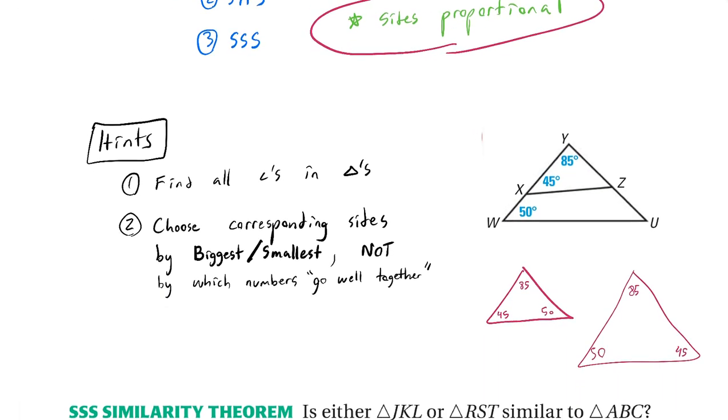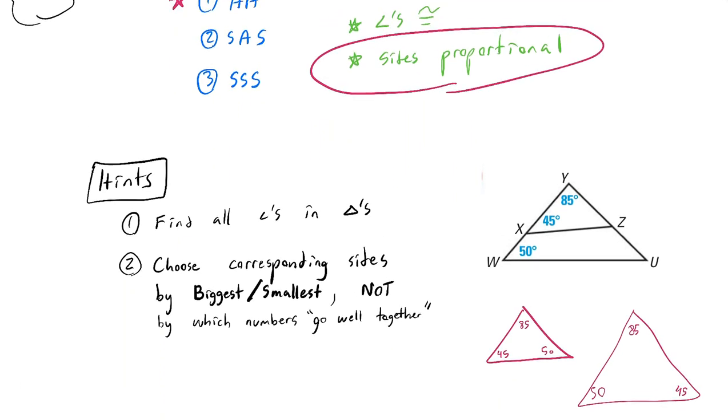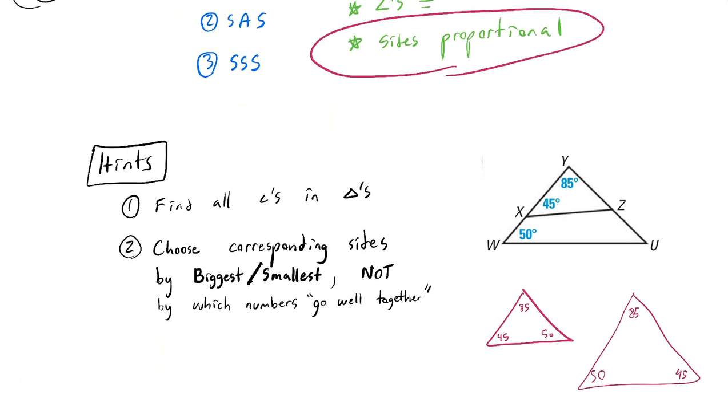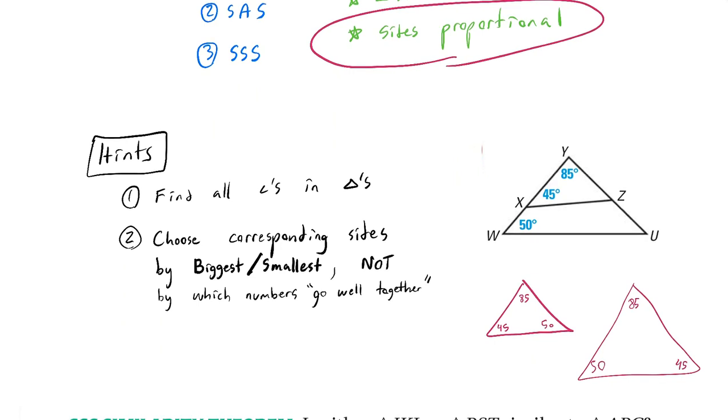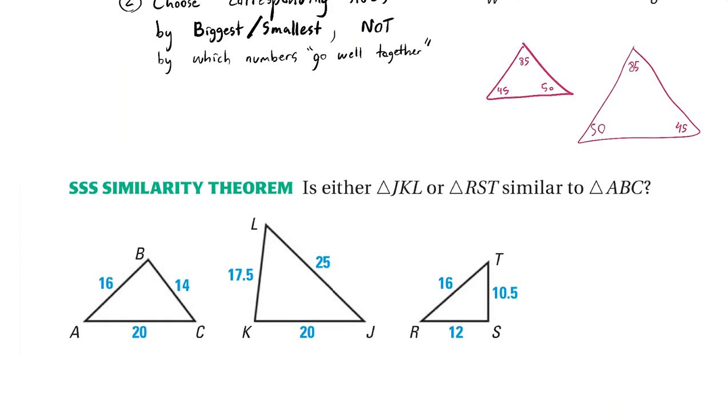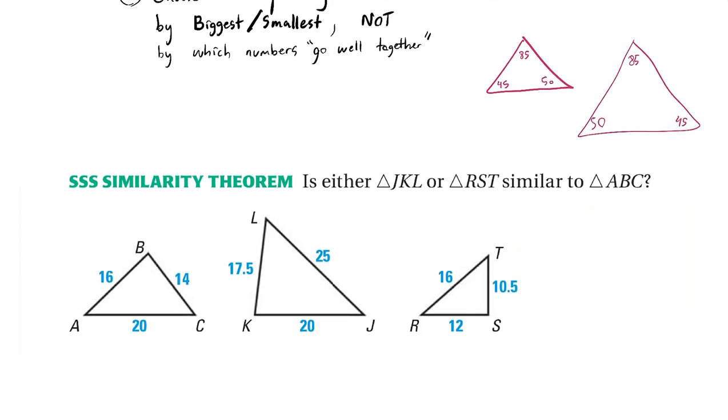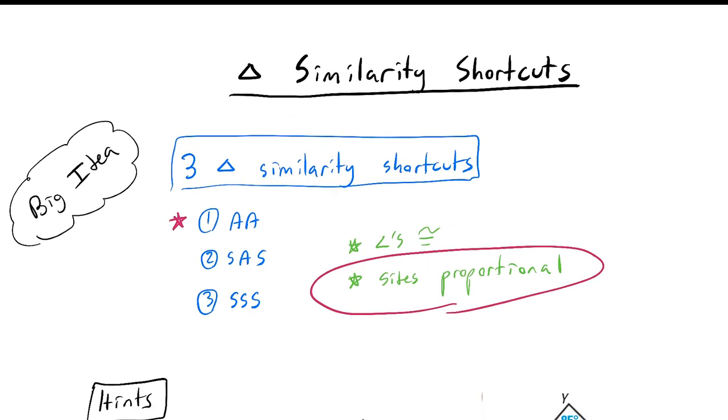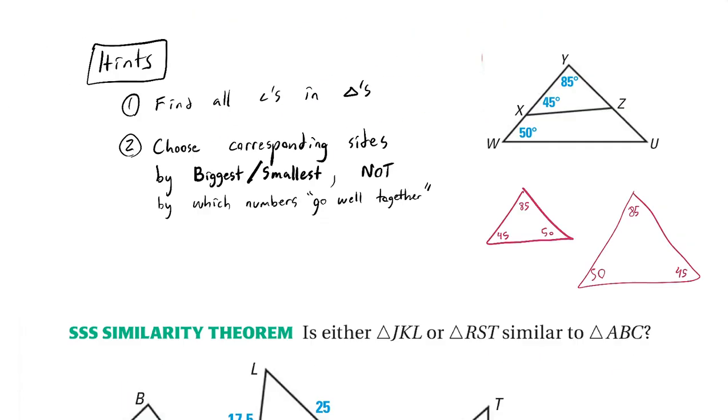Another one is choose corresponding sides in terms of the SAS and the SSS by the biggest matching the biggest and the smallest matching the smallest. Don't pick like, I see a 6 and a 6, and those are matching. So that's how you fall into traps, okay? So example here is when it's saying, are these similar, right? We're going to use side, side, side because we have no angles. So we're going to see if all the sides are proportional.